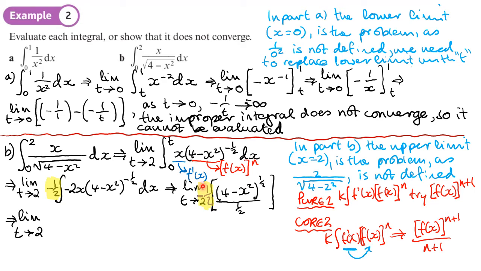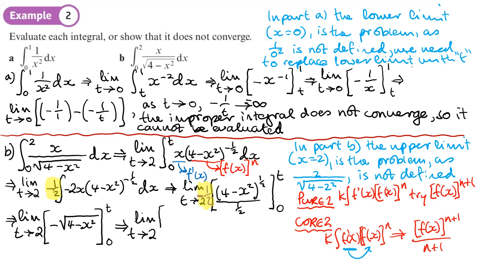Now I've got a half here, I've got a half here, so half divided by half cancels out, that just leaves me with the negative. So I'm just left with negative square root, so that's power half, 4 minus x squared, and my limits are 0 and t. So let me put those in, 0 and t, so that should be square brackets. Like that. And now we're ready to substitute in and see what happens as t approaches 2.